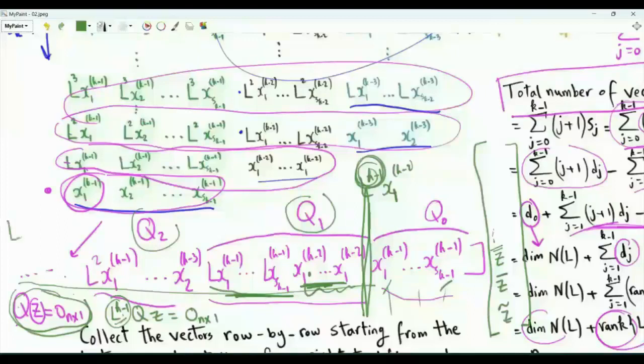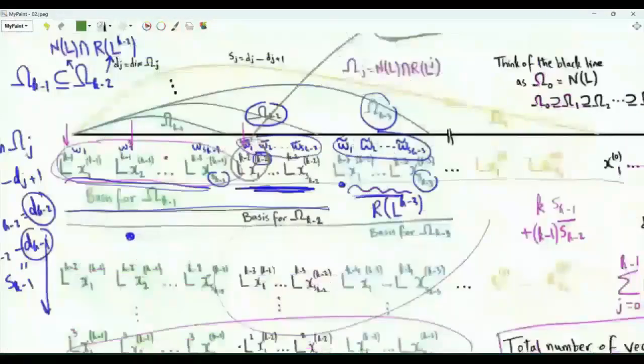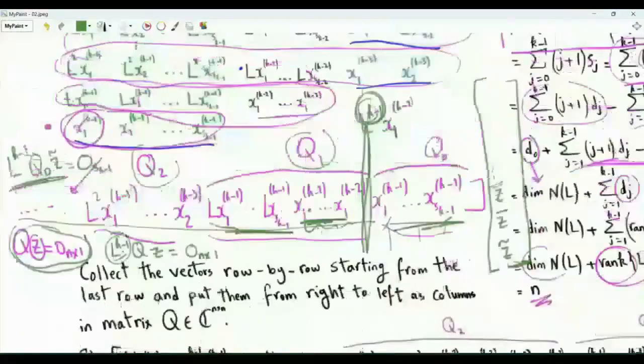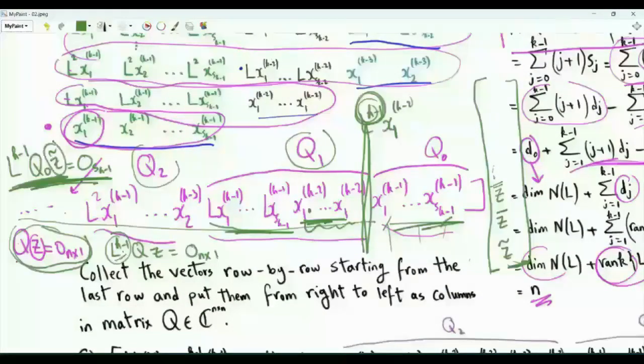Starting from this equation, what we have now is L to the k minus 1 times Q0 times Z tilde. This is equal to the all zero vector with s_{k-1} zeros. When those vectors are multiplied by L to the k minus 1, we get those vectors. What are these? They are basis vectors. By definition, they are linearly independent. And because they are linearly independent, the only possible solution to this system of linear equations is that Z tilde is equal to the all zero vector. Our conclusion is that the bottom s_{k-1} elements in vector Z are all equal to 0.